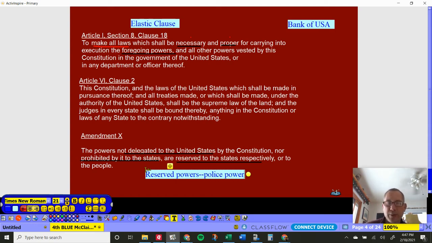And that is not a power to literally have a police department. It is a general power granted to the government of a state to make laws for the health, safety, and welfare of their citizens. So like a general grant of power to make laws that work for our everyday life. Other things would be education, licensing.